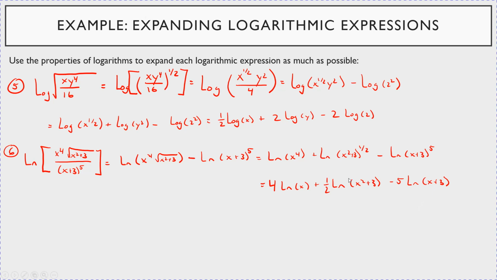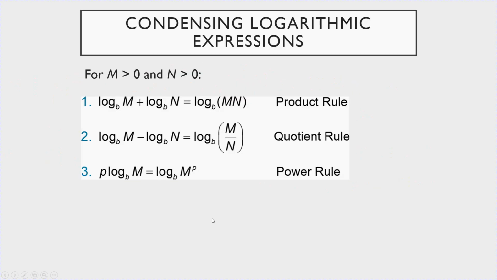Now what we want to do, okay, now we talked about expanding. Now what we want to do is condensing, so going backwards, okay? So the rules work both ways, okay? So if you have log base b of m plus log base b of n, you can literally go backwards, okay? You could write this as log base b of m times n. And it's the same thing. If you have log base b of m minus log base b of n, that's just log base b of m divided by n.